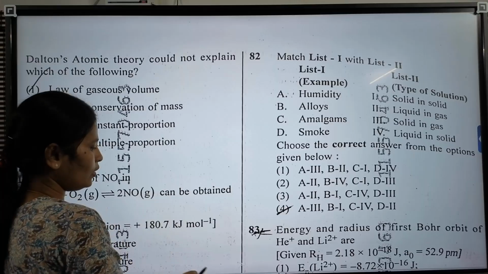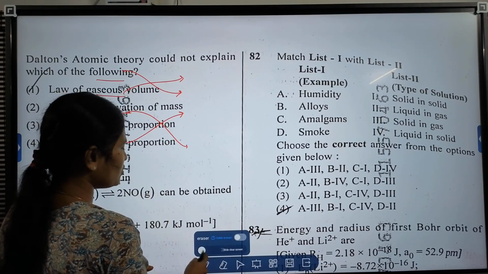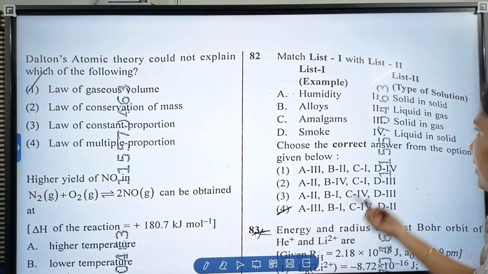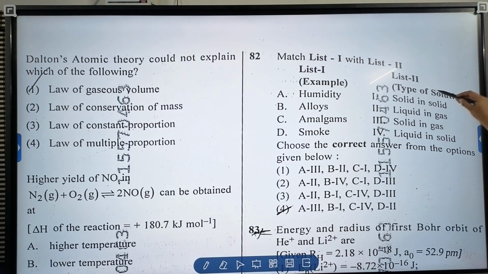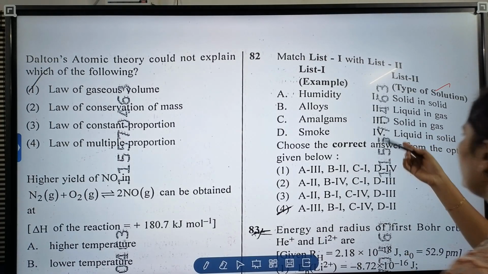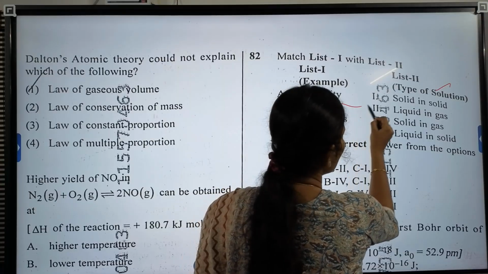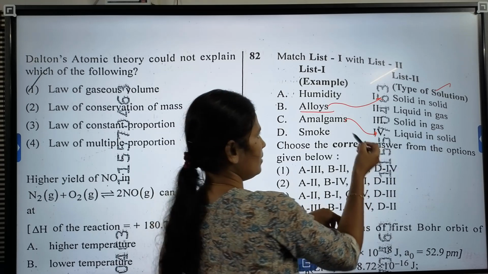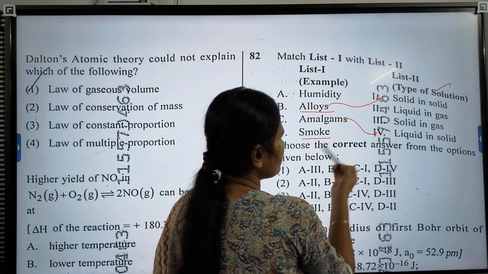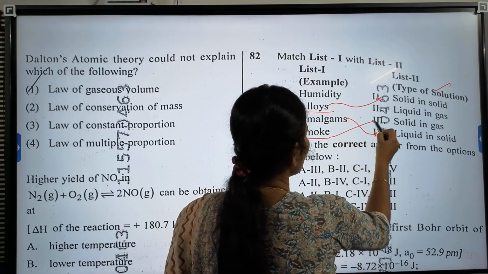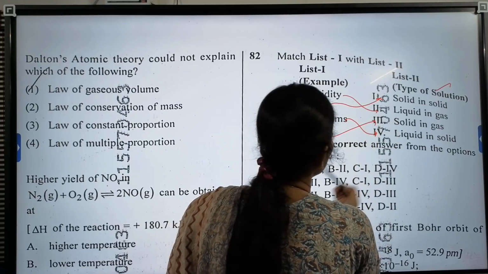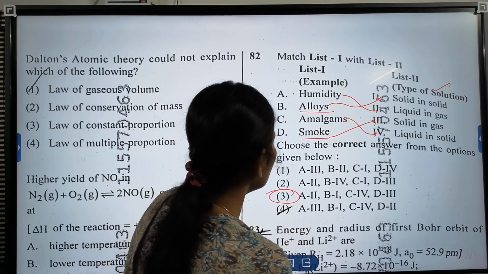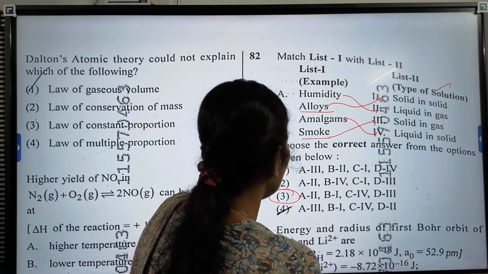This one. Can you imagine questions like this from the solution chapter? Actually, from solutions, we don't have any long calculation. Here you just check the types of solution. First topic, right? Easily you can do: alloys, solid in solid. Amalgam, liquid and solid, where mercury is the lesser quantity, right? And smoke, that is nothing but solid and gas. Humidity, you know, liquid and gas. So what is that? 2, 1. Yes, I think the student has done it wrongly. Okay, fine.